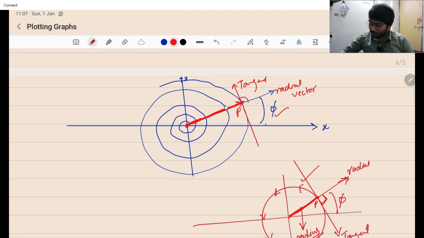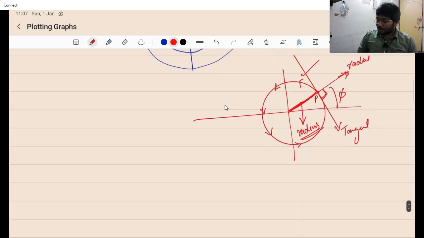As you keep on increasing or decreasing phi, the length of this radial vector will change, and at some point it will become infinity, and at some point it will be 0. So there will be one point where it will be 0 and one point where it will be infinite. Fine. So in the case of a circle, the length of the radial vector, which is the radius, is a constant parameter, but the length of the radial vector in a spiral is not a constant parameter. So this is the difference.